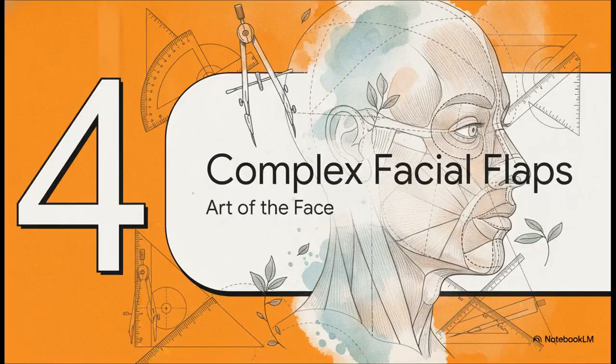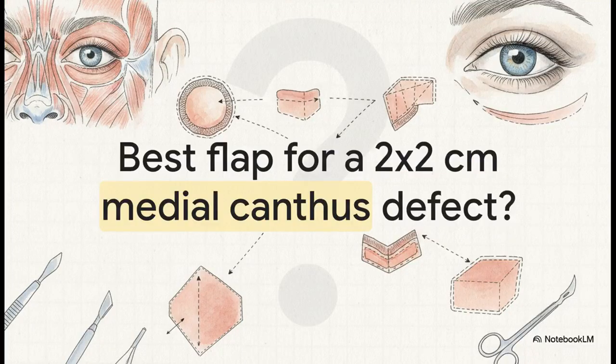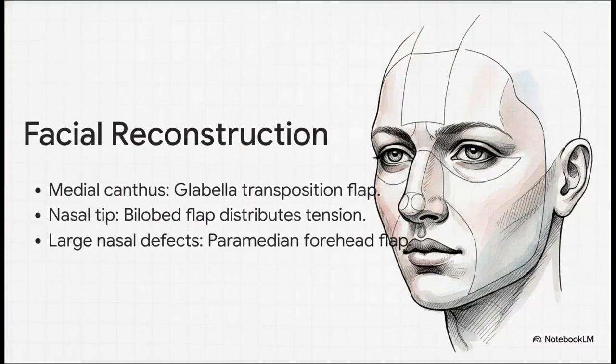Section 4. Complex facial flap reconstruction, the art of the face. All right, imagine you're reconstructing the most aesthetically sensitive part of the body. What is the most suitable flap option to cover a 2 by 2 centimeter medial canthus defect right after a basal cell carcinoma excision? You'd want a glabella transposition flap. The medial canthus, right near the inner eye, requires an absolutely exact color and thickness match, which the glabella tissue provides perfectly. Let's look at a few other tactical exam pearls for the face.